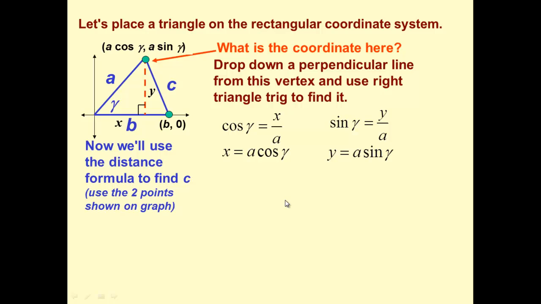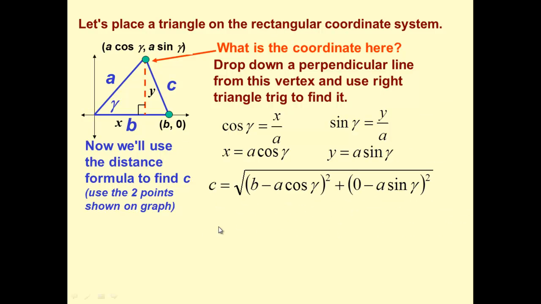Now, what I'm going to do is use the distance formula to find the length of segment c here, from this point up here down to this point down here. Remember, our distance formula is the square root of the quantity x sub 2 minus x sub 1 squared plus the quantity y sub 2 minus y sub 1 squared. So when I fill those in, I end up with c, the distance I'm looking for, is equal to the square root of the quantity x sub 1, which is b, minus x sub 2, which is a cosine of gamma, squared, plus 0, which is your y for your second point right here, minus a sine of gamma, which is your y-coordinate up here, squared.